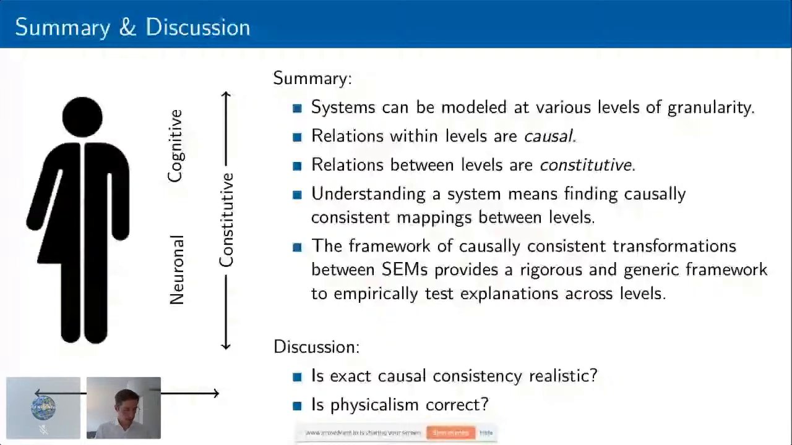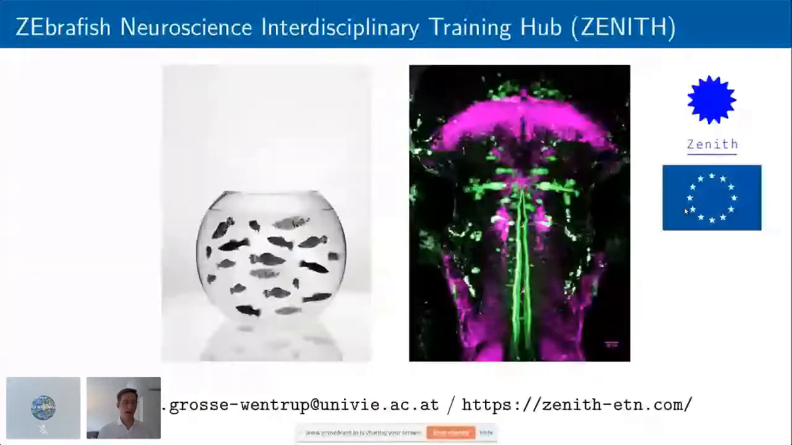So that brings me to the end, and I only have one final slide, and that is a job ad. So I haven't talked about applications at all today, but we have an application. And as of today, June 4th, 2020, we have an open PhD position in a European project, the ZEbrafish Neuroscience Interdisciplinary Training Hub, where we work with groups all over Europe on zebrafish and calcium imaging in zebrafish. So this is a picture of neurons in the brain of a zebrafish, on causal modeling, this project for us.